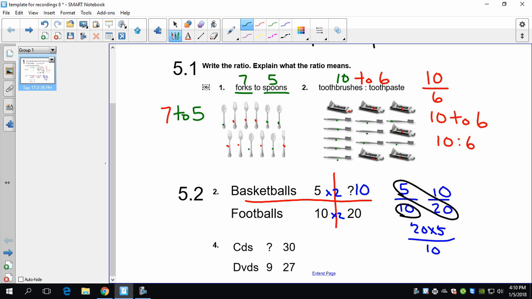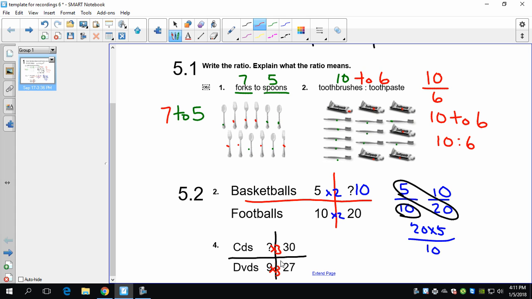For the last one here, number 4, it says CDs blank to 30, DVDs 9 to 27. Again, we kind of have little charts in our books. 9 times what gives you 27? 9 times 3. So blank times 3 gives you 30. And what would that be? That would also be 10. So 10 times 3 gives you 30, 9 times 3 gives you 27. Your ratio would be 10 to 9, CDs to DVDs, and that would be the same as 30 to 27.